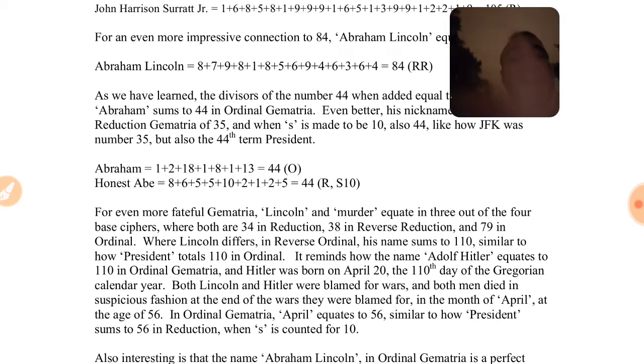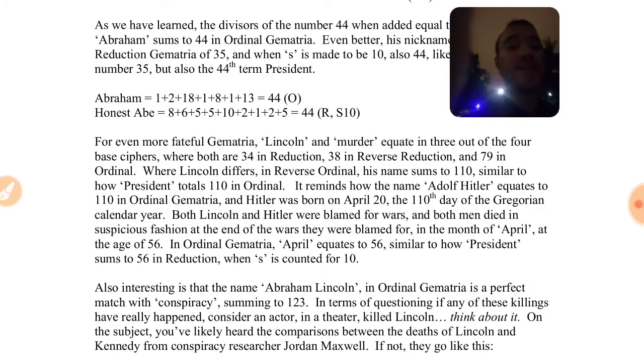For even more fateful gematria, Lincoln and murder equate in 3 out of the 4 base ciphers, where both are 34 in reduction, 38 in reverse reduction, and 79 in ordinal. Where Lincoln differs in reverse ordinal, his name sums to 110, similar to how president totals 110 in ordinal. It reminds how the name Adolf Hitler equates to 110 in ordinal gematria, and Hitler was born on April 20th, the 110th day of the Gregorian calendar year.